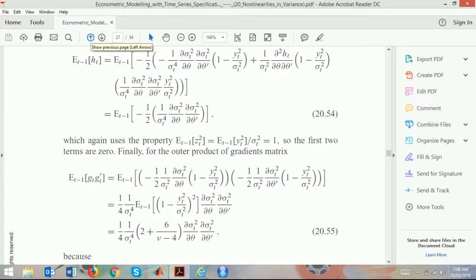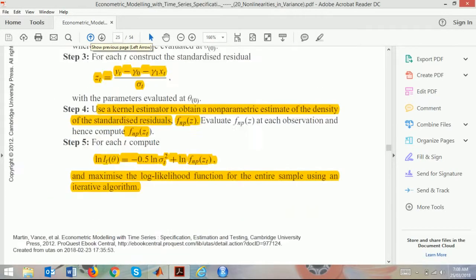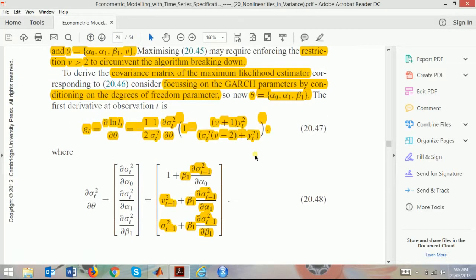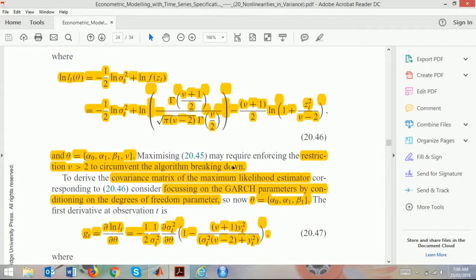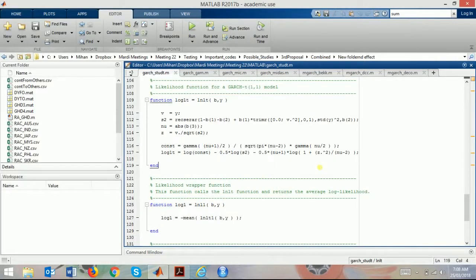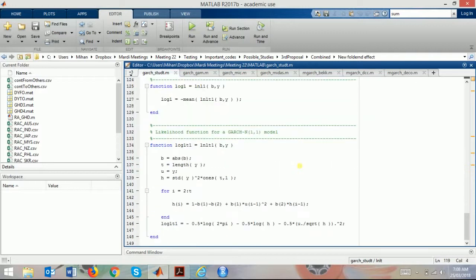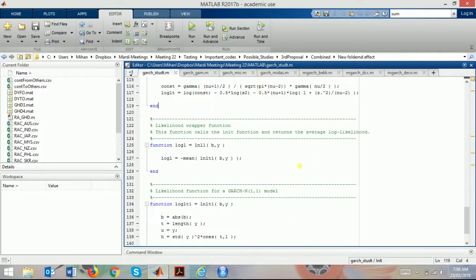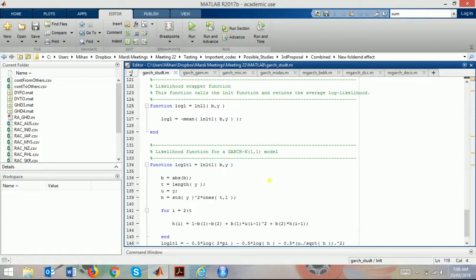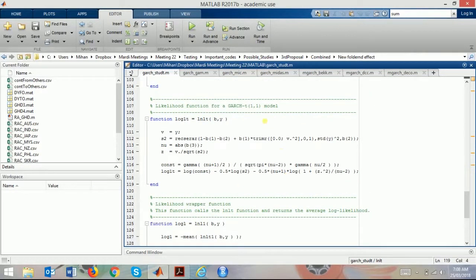Still is good to have a look. If we are going to the parametric distribution and t distribution, yeah, nu minus 2. Fine, that is good enough. Then we move into this, our GARCH T11 model. Then again the wrapper function, GARCH T model.